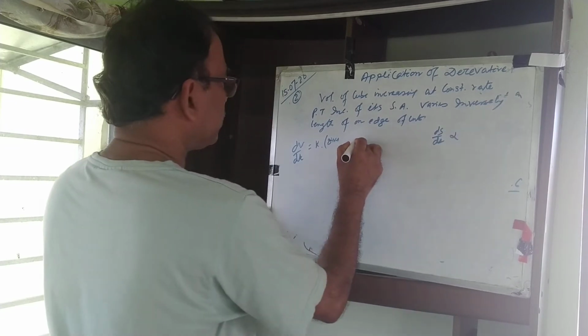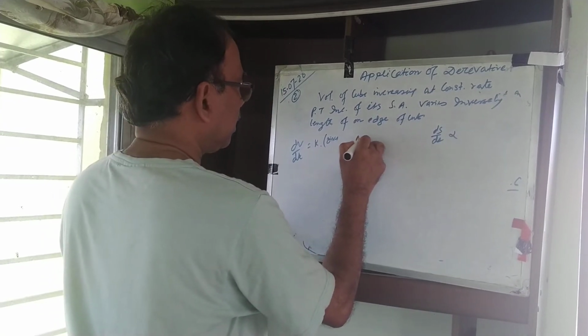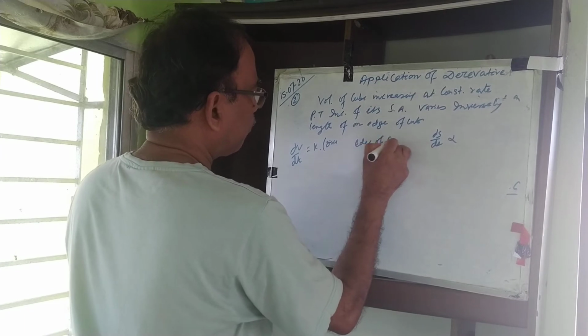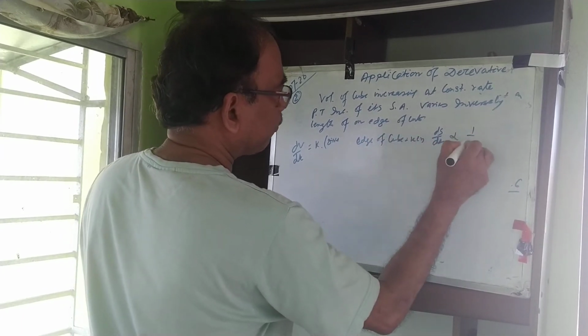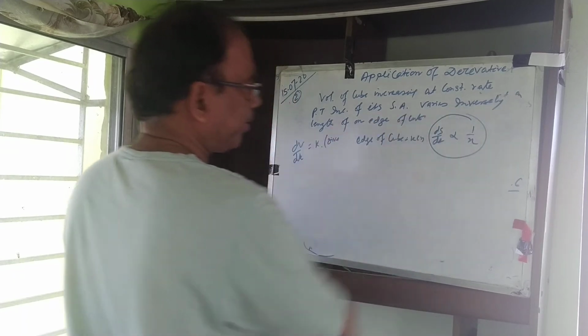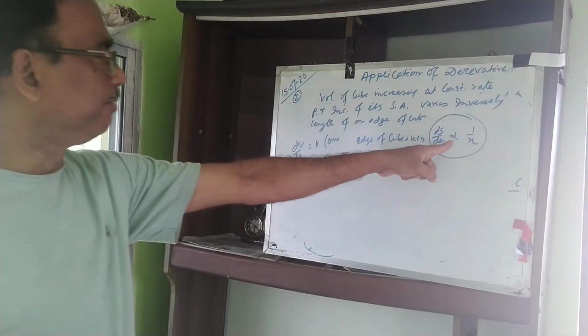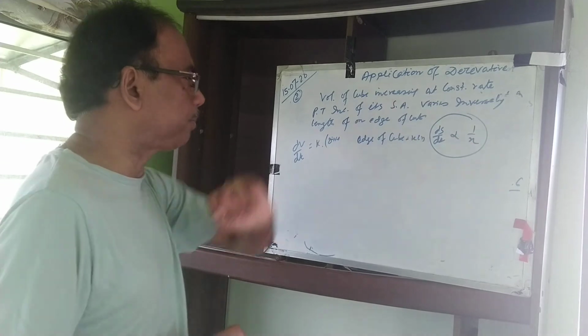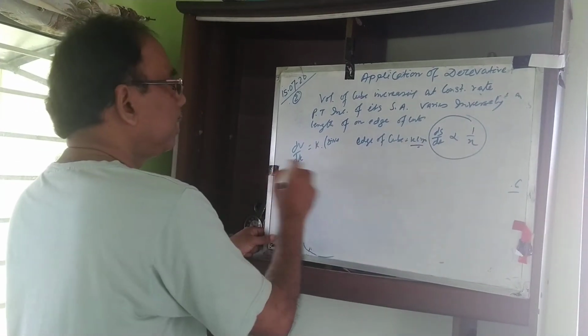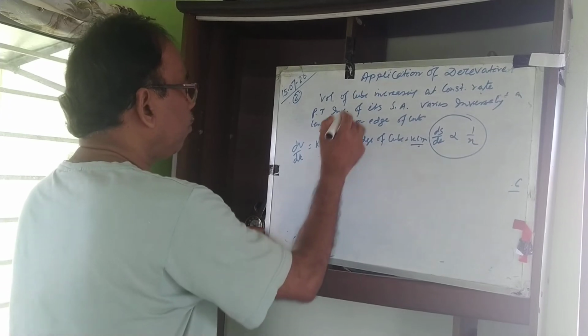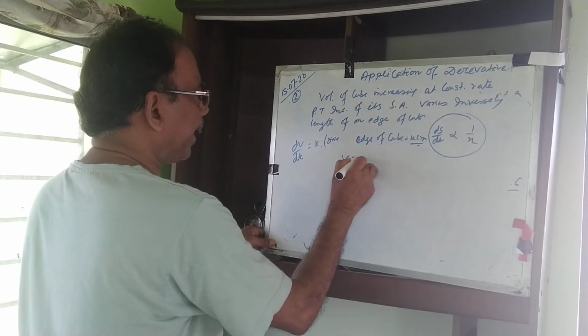Suppose the edge of the cube is x centimeter. And you have to find 1 by x. You have to show that the surface area change is inversely proportional to the edge of the cube. The edge of the cube is x centimeter. Suppose so. Here we know the volume of a cube V is x cube.